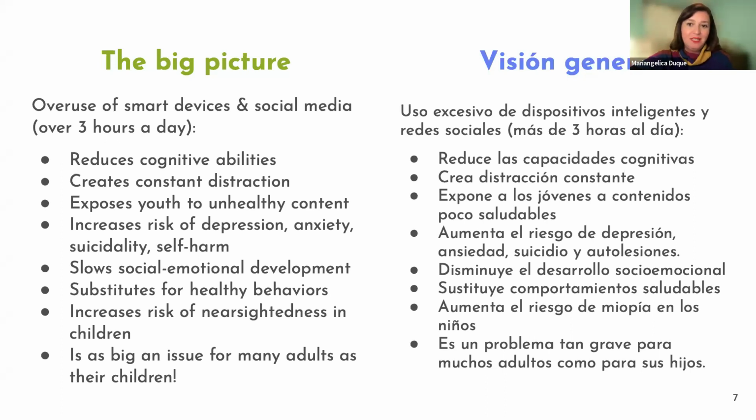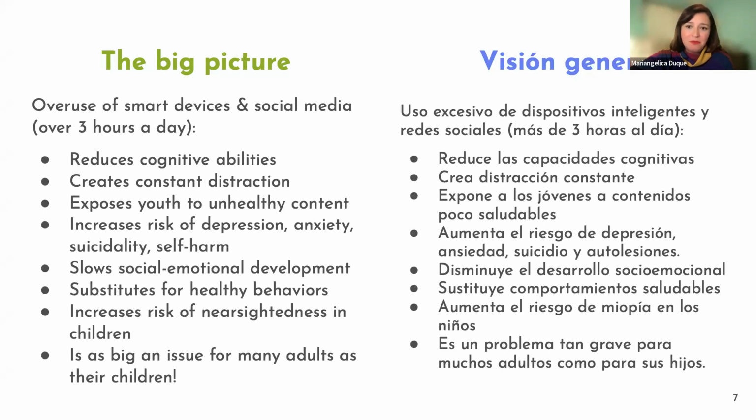So the evidence is clear that overuse of smart devices and social media is big. It's over 3 hours a day. The impact of that is it reduces cognitive abilities, creates constant distraction. Most teens check their phone 150 times a day, every 6 minutes, 7 hours a day. Makes concentrating on schoolwork difficult, exposes youth to content that can be disturbing, reduces self-esteem, and promotes bullying and cruel behavior.